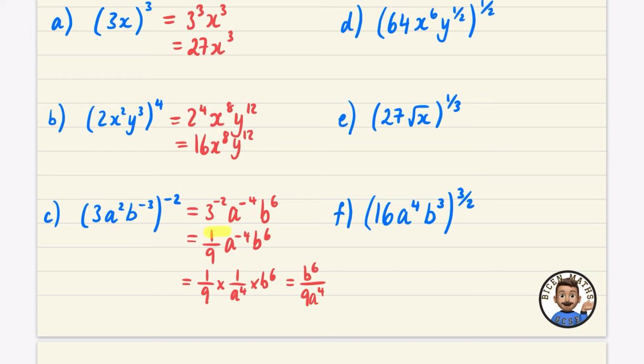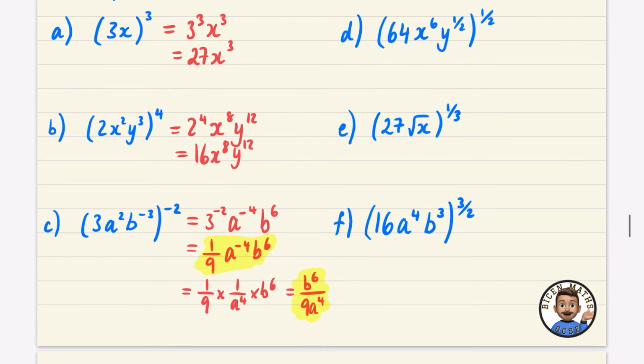So I'm quite happy with this answer that's in yellow, but also you might want to know how it can be equivalent to this answer that I've got here. Okay, let's try this one.